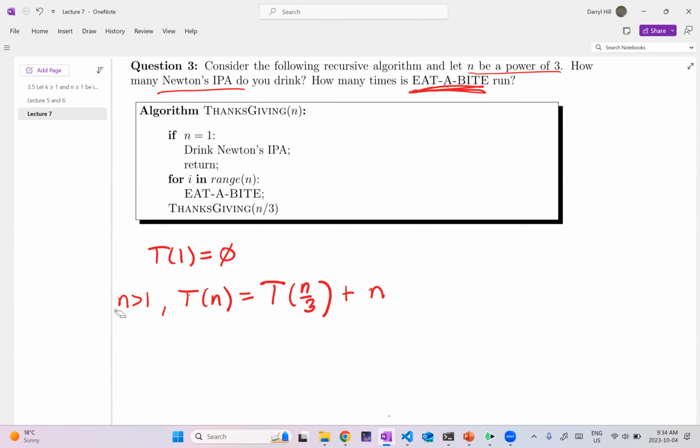I just chose a function. It's a recursive function, that's all. I could have called it, in this case, T for Thanksgiving, but you might see C or B or whatever, it doesn't matter. Other questions?